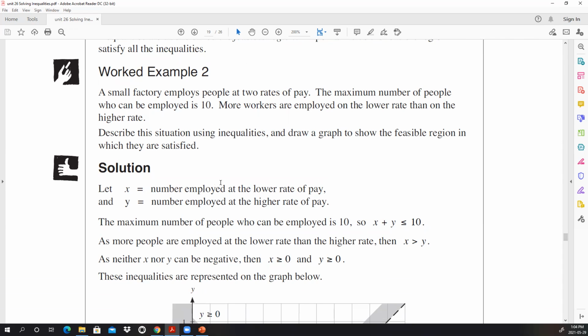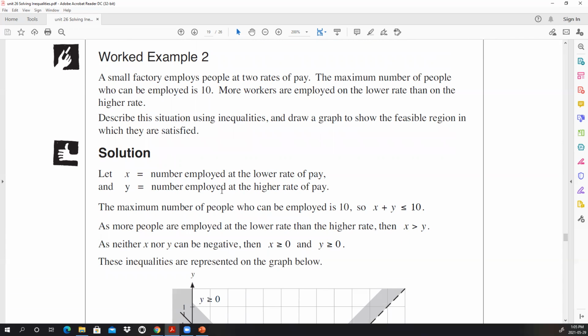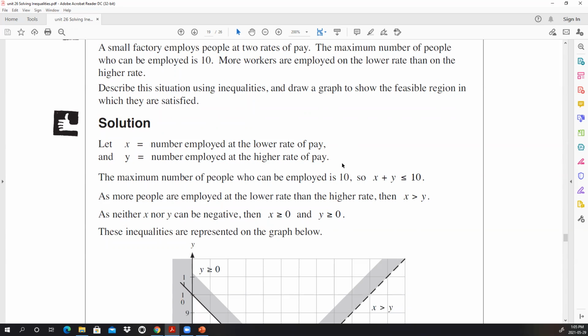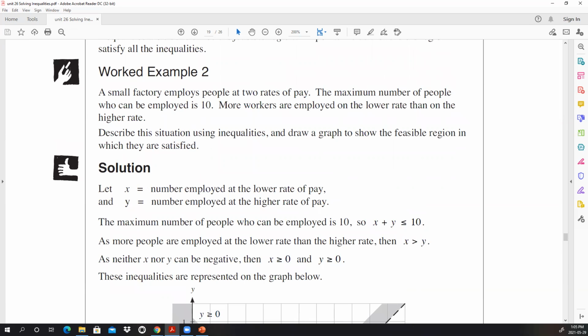So let x equal the number of people employed at the lower rate of pay, and y the number of people employed at the higher rate of pay. It says the maximum number of people who can be employed is 10. So if x is the number of people at one rate and y is the number of people at another rate, then the total number of people is x plus y, and that must not pass 10. So x plus y is less than or equal to 10.